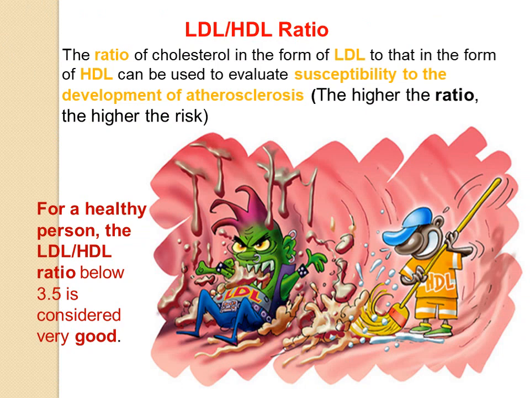Now LDL HDL ratio, the ratio of cholesterol in the form of LDL to that in the form of HDL, can be used to evaluate susceptibility to development of atherosclerosis. إذا ممكن أن نستخدم هذه الريشيو حتى نحدد susceptibility to the development of atherosclerosis. The higher the ratio, the higher the risk of atherosclerosis. إذا for a healthy person, the LDL HDL ratio below 3.5 is considered very good.